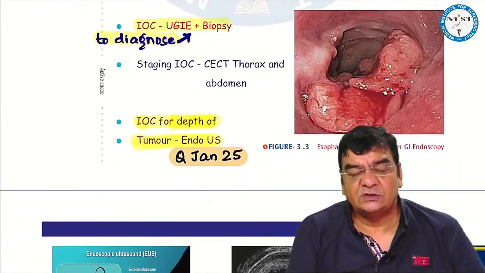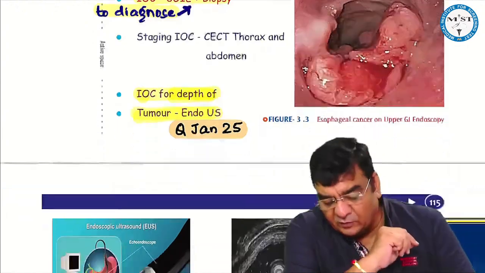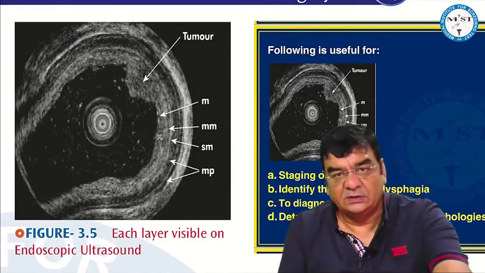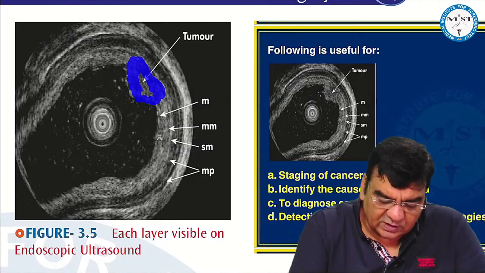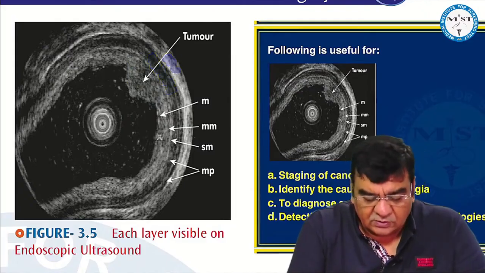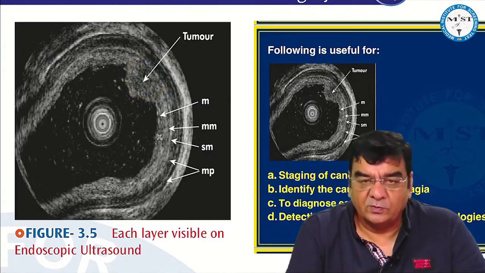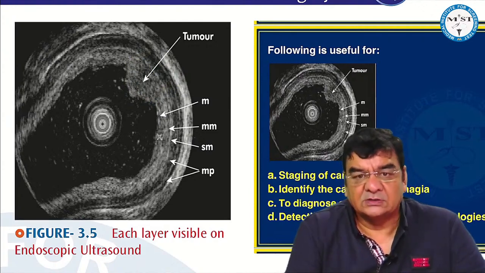To stage the esophageal cancer in the local area, we do a CT of the thorax and the abdomen. But when we have to know about the depth of the tumor, endoscopic ultrasound is better. Endoscopic ultrasound can show us that, suppose this is the mucosa area and there is a tumor here. Behind the mucosa is the submucosa and then comes the muscle layer and then there would be adventitia. So depending on whether the tumor is going in the mucosa or the submucosa or the muscle, endoscopic ultrasound would be a better investigation for depth of the tumor for esophageal, stomach as well as colorectal cancer.